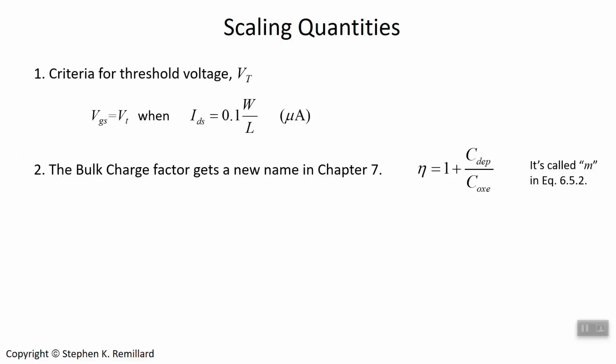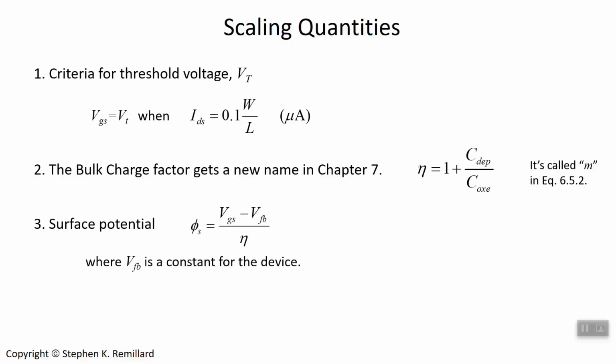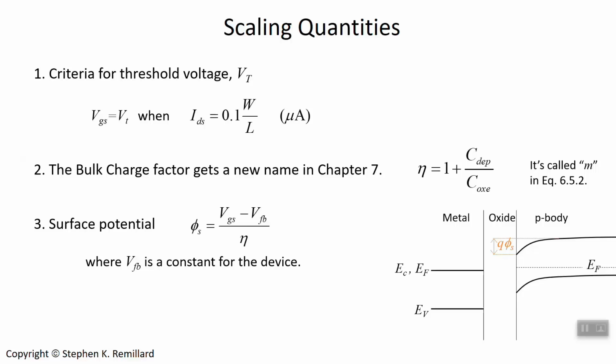So when you encounter this Eta, keep in mind that it's 1 plus the depletion layer's capacitance divided by the oxide capacitance. And then it gets used fairly right away when we derive an expression for the surface potential, which we're going to do. You can rationalize it pictorially, graphically, but we're actually going to derive it. The surface potential is really the gate source voltage minus flat band voltage. Deal with the bulk charge factor later.